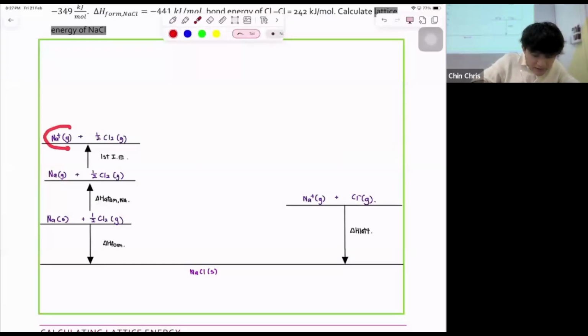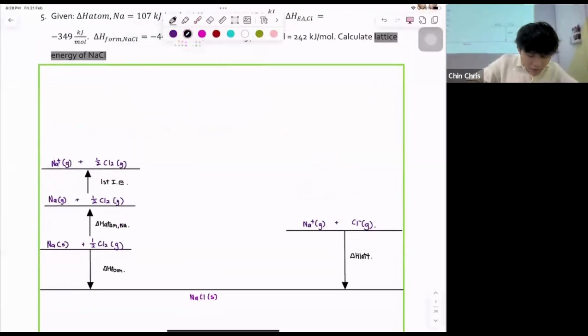So guys, do you see that Na+? Na+ is done already. Good. Right now, I just have to turn my half Cl2 into Cl-. Okay, nice. Guys, I can turn my half Cl2 into a Cl atom first. This is still Na+ gas, Cl gas. Okay, so what is this? First IE, and this is your delta H atomization of Cl, right?